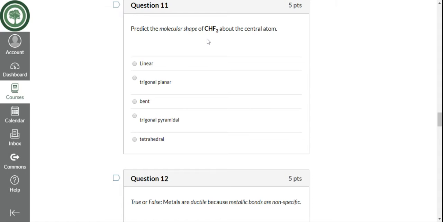We would like to know what's the molecular shape of CHF3. So again, you could draw a Lewis structure, but what you'll find is carbon has 4 things bonded to it and 0 lone pairs, and that's tetrahedral.